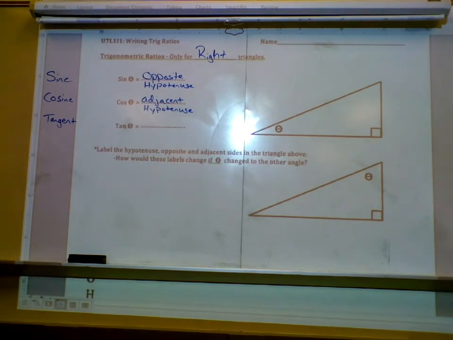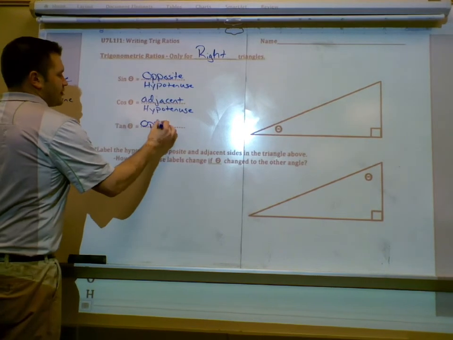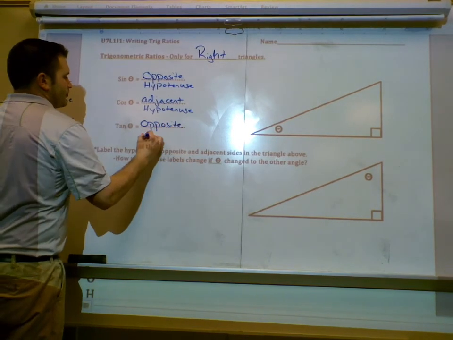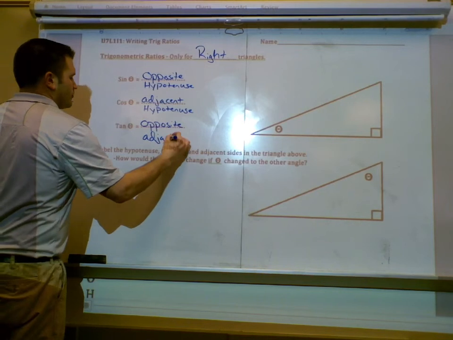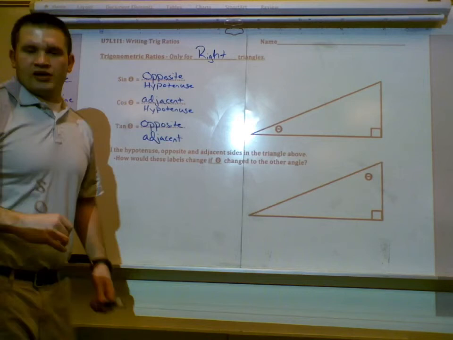So those lines mean division, guys. Opposite over hypotenuse means opposite divided by hypotenuse. Adjacent over hypotenuse means adjacent divided by hypotenuse. And what was tangent? Opposite over adjacent. So it's opposite divided by adjacent.